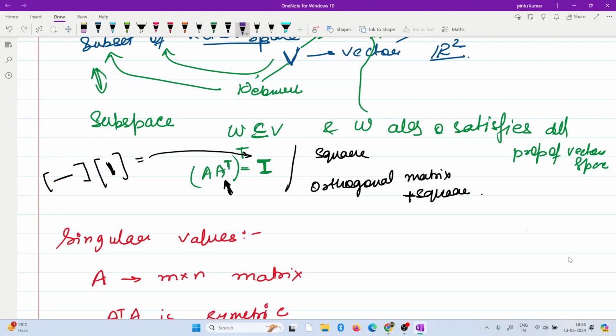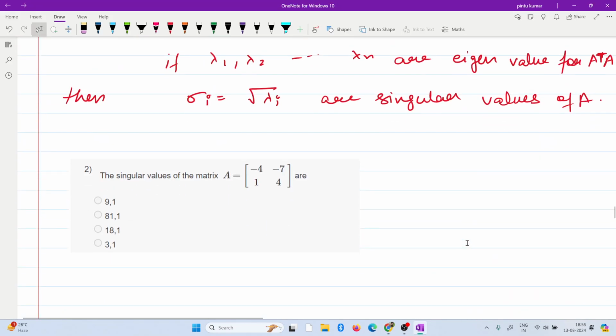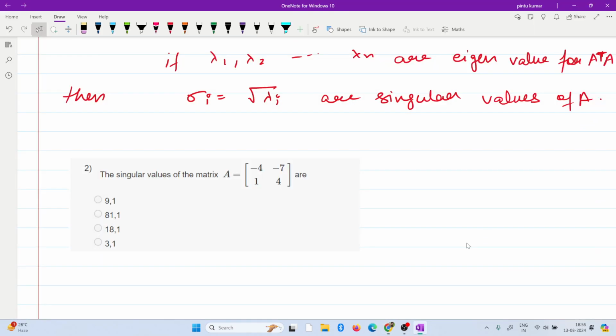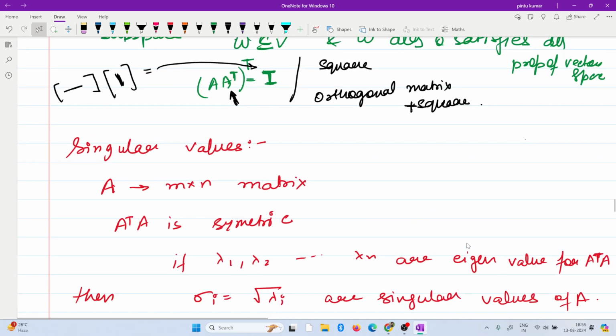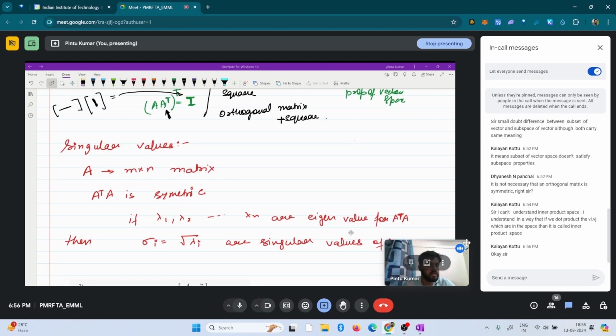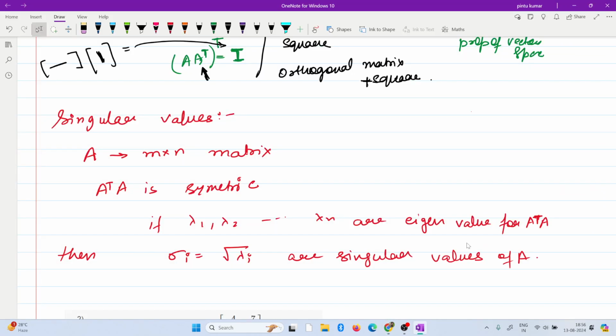Okay, Kalyan, I think you missed the last class. I request you to please have a look at it. We have completely defined inner product space in the last class. If I have some time left towards the end, I'll explain what is inner product space. Otherwise, we'll have to push it to the next class because I already did it in the last class.